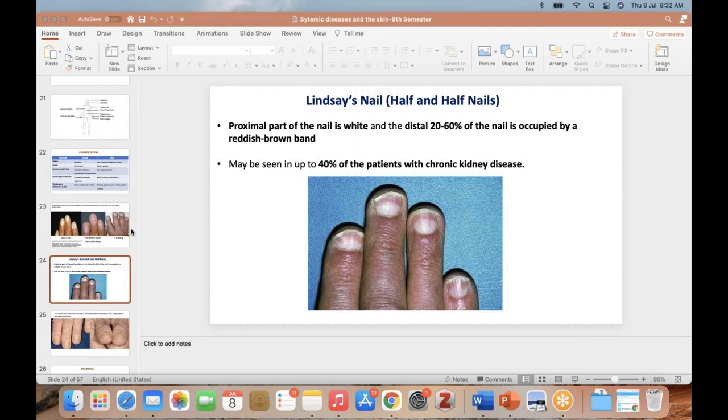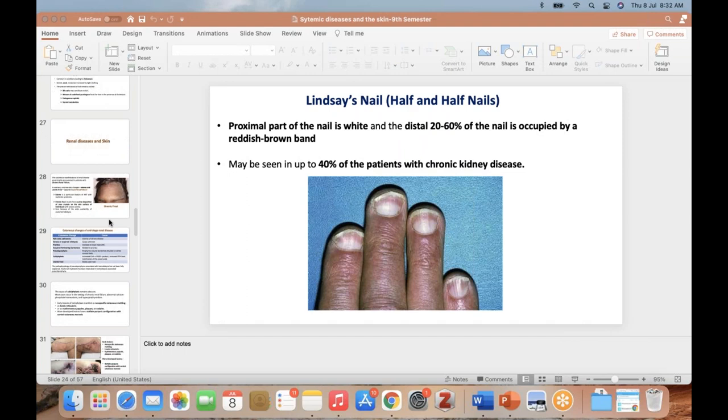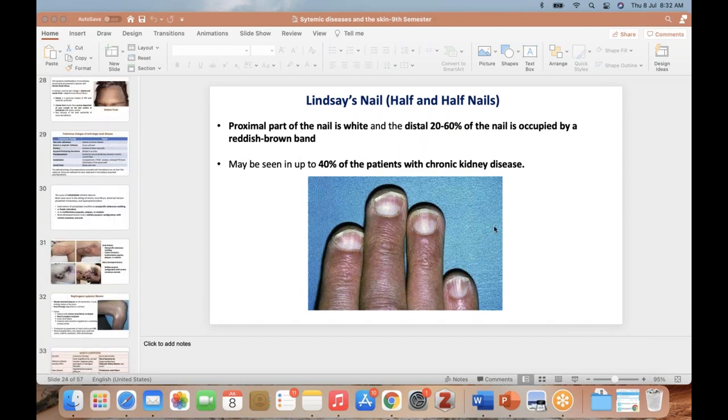Yes, yellow nail can be part of bronchiectasis. That's right. It can be part of bronchiectasis. It can be associated with lung carcinoma.